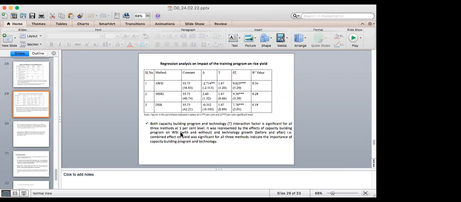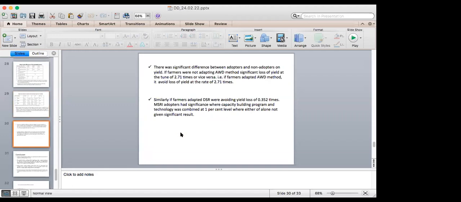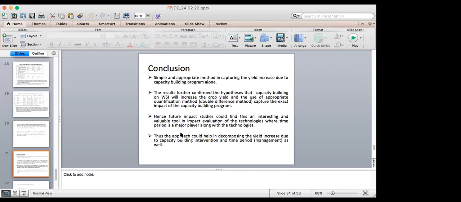So the intervention done in this area has a significant impact over our objective, the yield level. Whatever we get, our hypothesis gets satisfied. So that is the result I have shown here. And this measure is a very simple and appropriate method in capturing the yield increase or any kind of our objective.